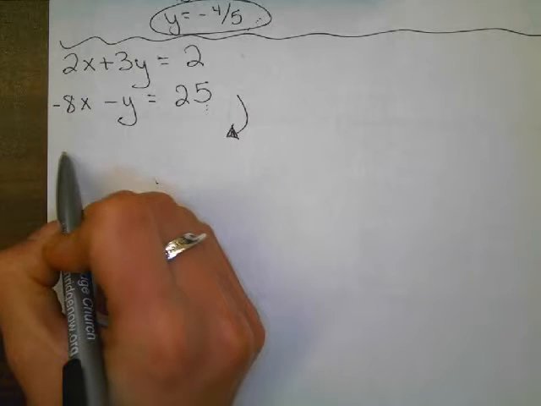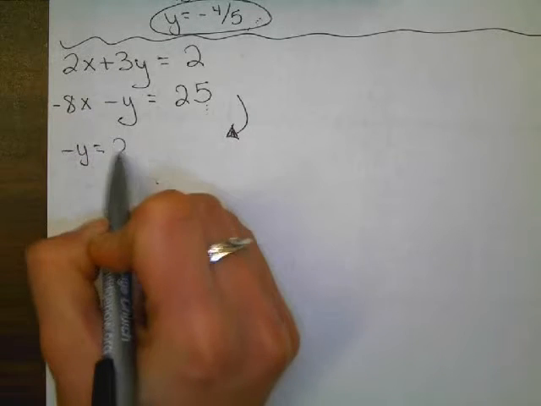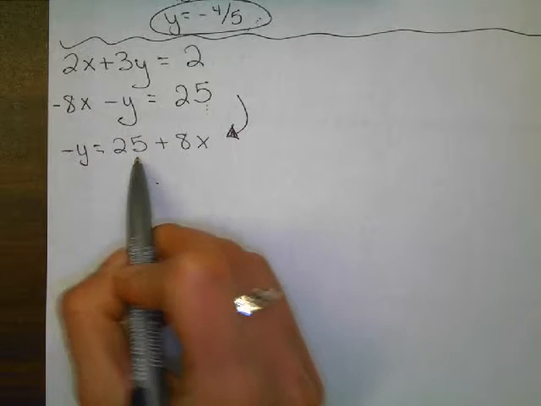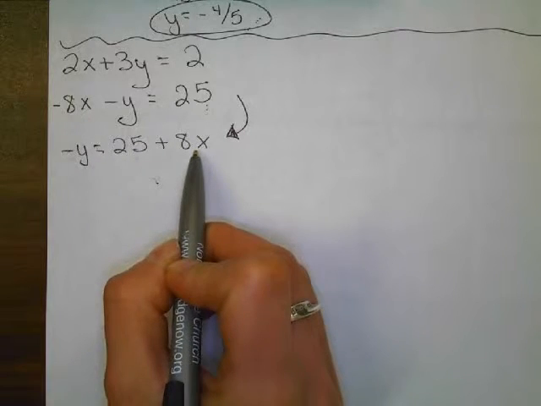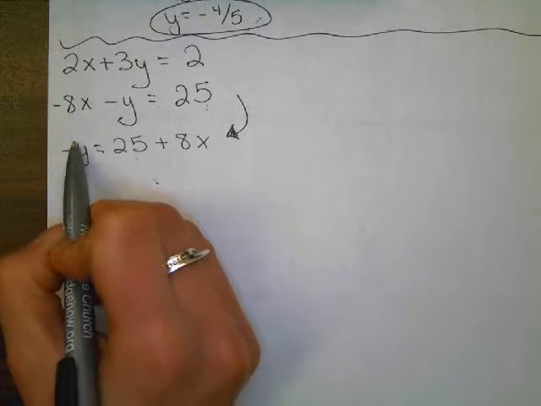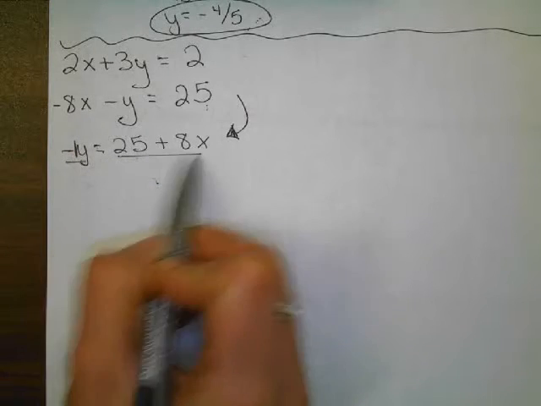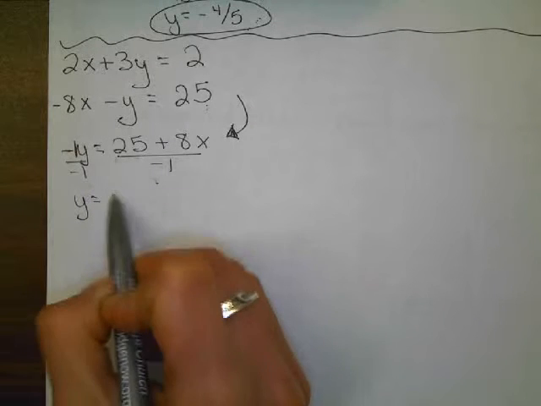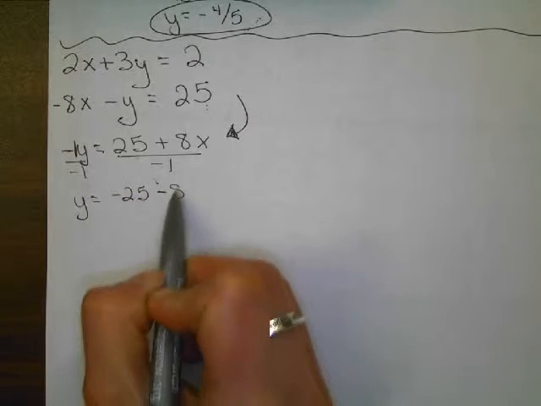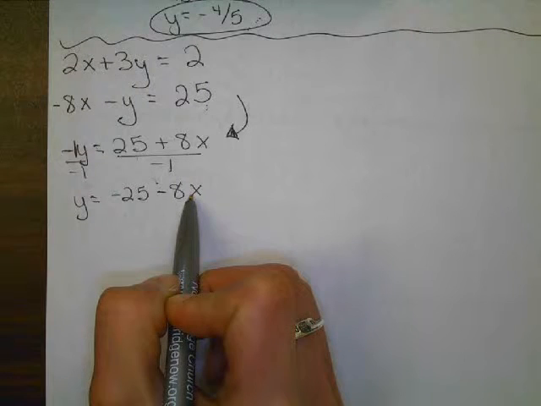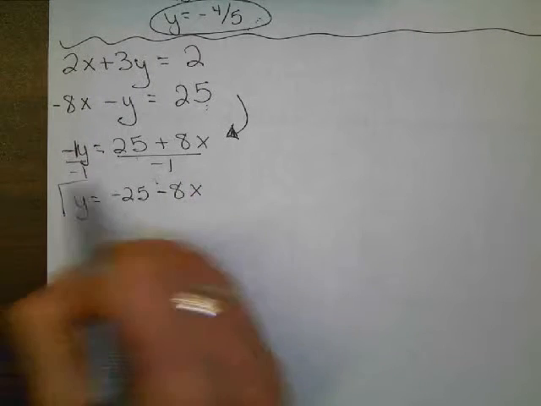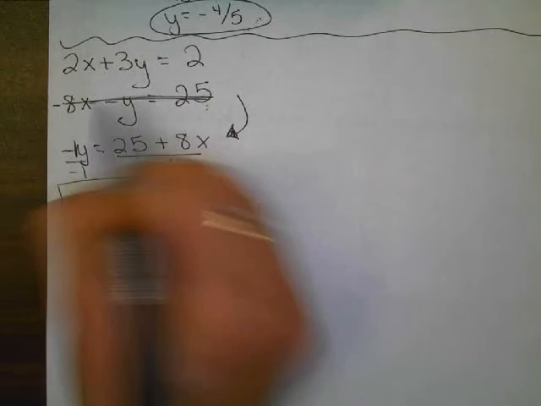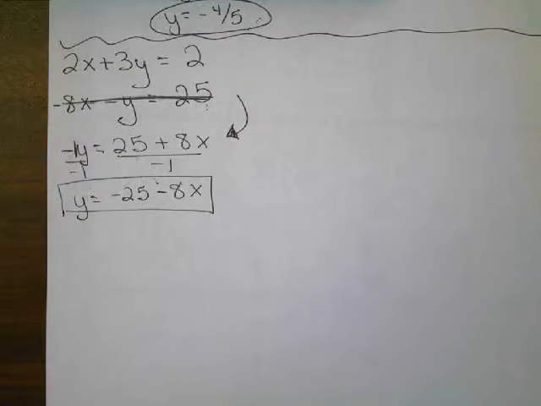So if I need to move this 8x over, I'm going to add that 8x over. So I have negative y equals 25 plus 8x. And now this is a negative. Pretend there's a 1 in there. So I need to divide all of this by negative 1. So y is going to equal negative 25 minus 8x, because I divided by that negative 1. So now that's what y equals. And again, I'm going to cross out this bottom one because I don't use that one anymore.